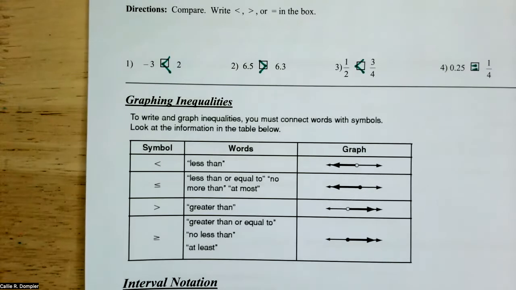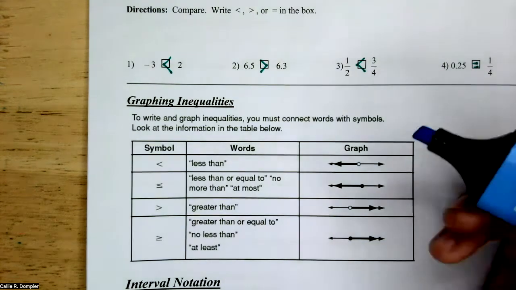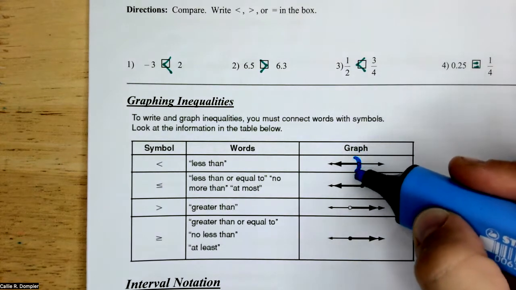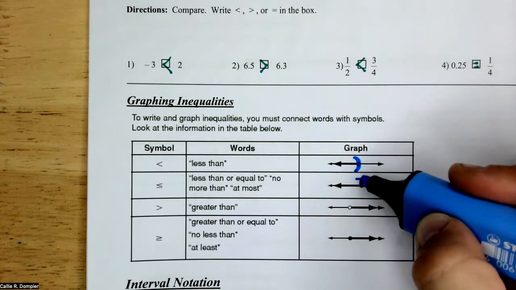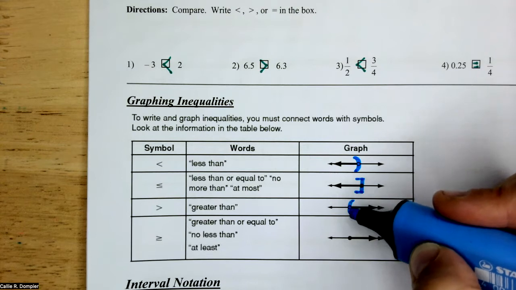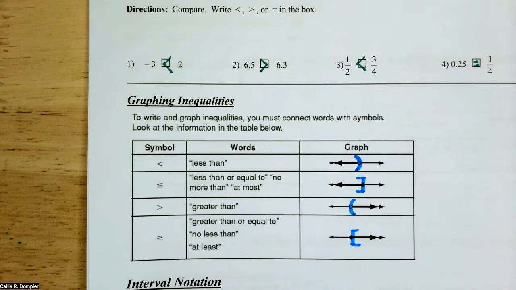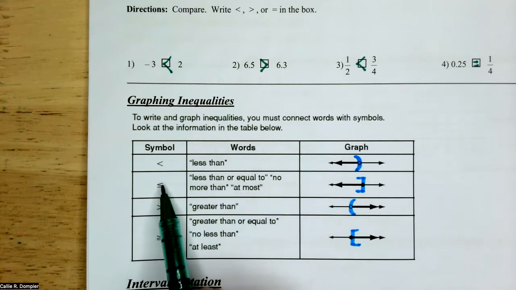All right, to graph inequalities, you work with symbols. So this graph is not completely accurate to my math lab. That empty, hollowed out circle becomes parentheses, and then the full colored in circle becomes the brackets. And you decide which way the brackets are going based on which way the arrow is going. Good. So less than looks like this when we graph it. Less than or equal to looks like this when we graph it. Greater than looks like this. Greater than or equal to looks like this.